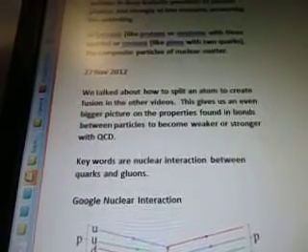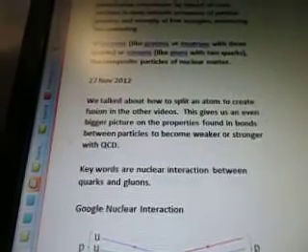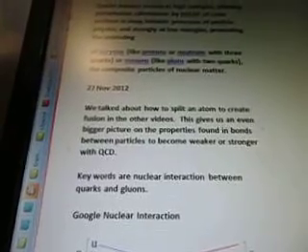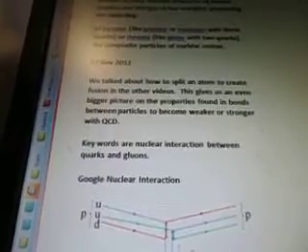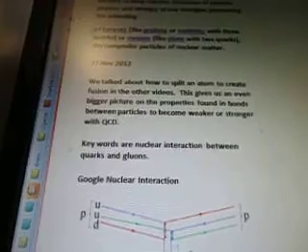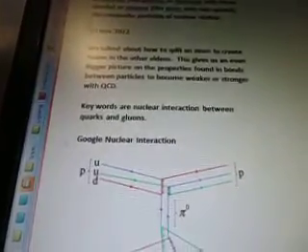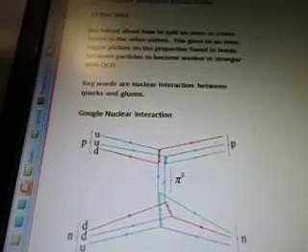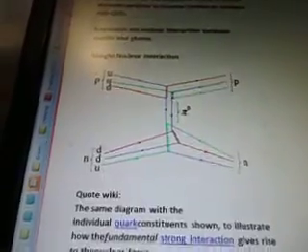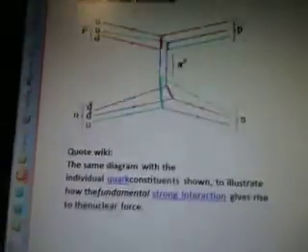November 27, 2012. We talked about how to split an atom to create fusion in the other videos. This gives us an even bigger picture on the properties found in bonds between particles to become weaker or stronger with QCD. The keywords are nuclear interaction between quarks and gluons. So I'm going to Google nuclear reaction, and I found this graph here.